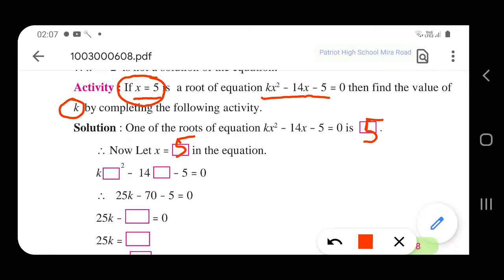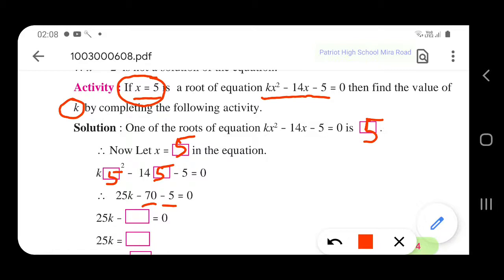Therefore k into 5 bracket squared minus 14 into 5 minus 5 is equal to 0. Now 5 square is 25. So we get in the next step 25k minus 14 5s are 70 minus 5 is equal to 0.